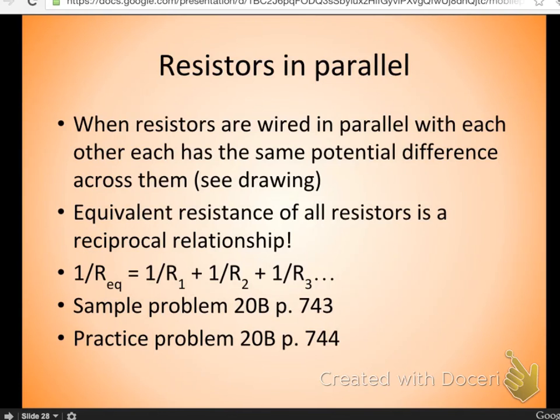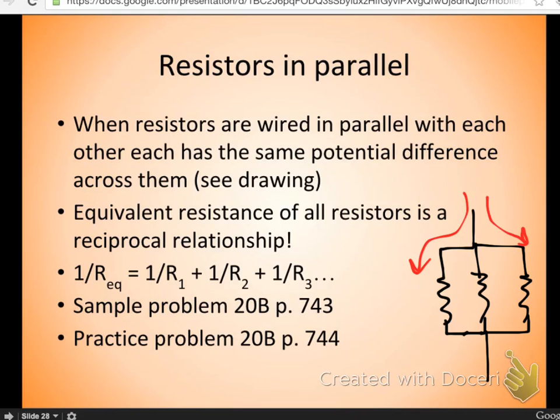If we take a bunch of resistors and we wire them in parallel, and we can do this in a bunch of different ways, but these are all parallel. The current is going to flow through all three of these pathways. So that is 3 resistors in parallel. Equivalent resistance is a reciprocal relationship, so the reciprocal of the equivalent is equal to the sum of the reciprocals of all the resistors that are there. You did some of these. Let's practice a couple of these.